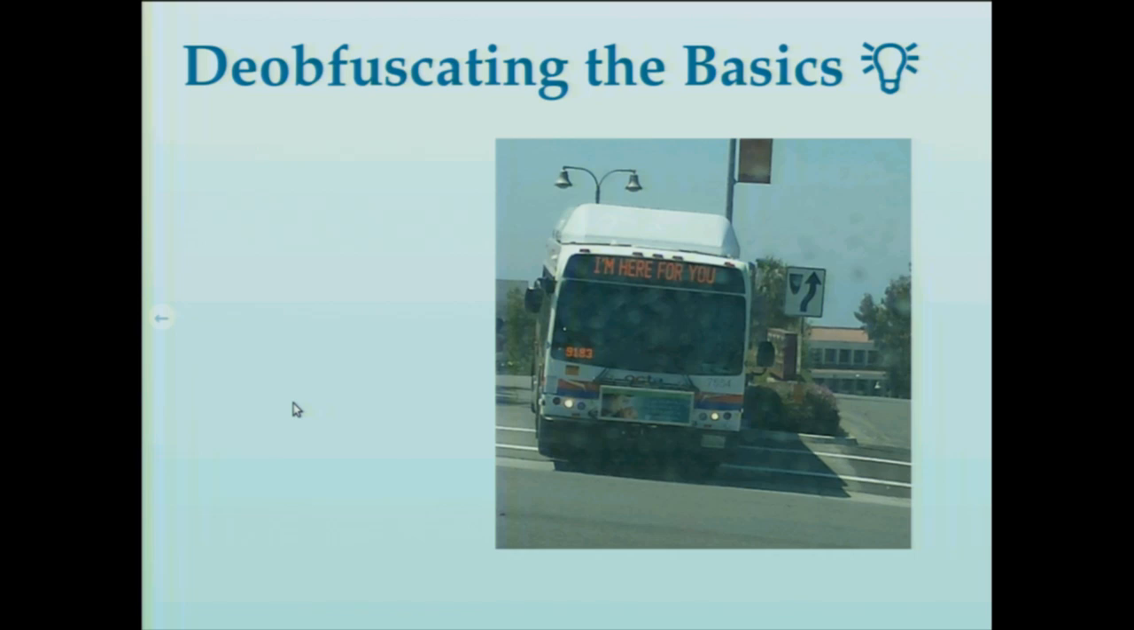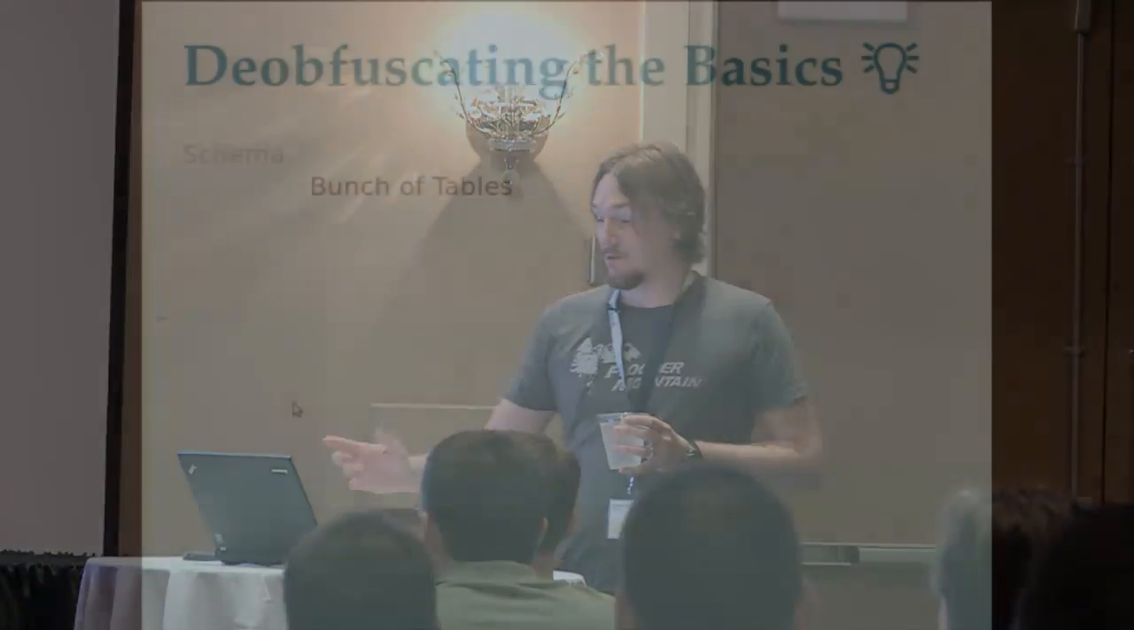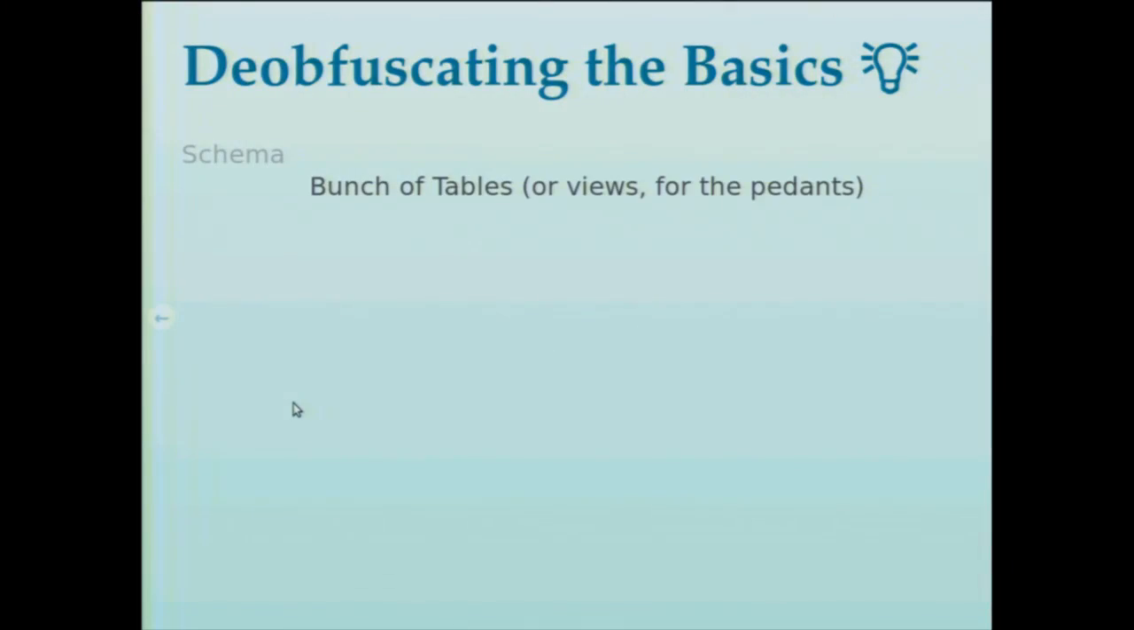Okay, so let's take care of some basics, and I'm here to help you understand them. A schema is just a bunch of tables, or for the pedants in the room, views, but that's much less common. A result is a row, and that's anything you get out of a query, and we'll go into more depth in all these things.